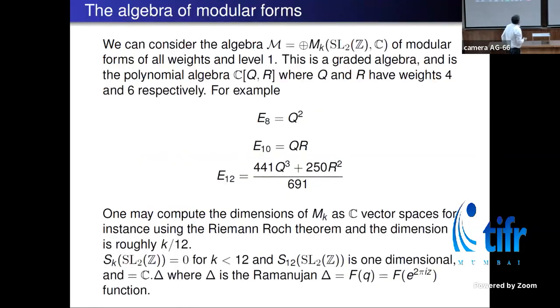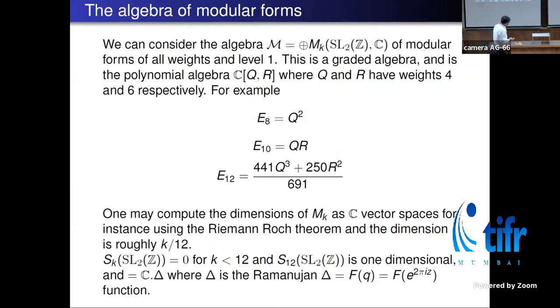All right, and you can put modular forms all together by looking at the direct sum over the spaces of modular forms of weight k. And this turns out to be a polynomial algebra in these two modular forms of weight 4 and weight 6, which are called Q and R. It's a graded algebra, provided you give the weights 4 and 6 to these two Eisenstein series.